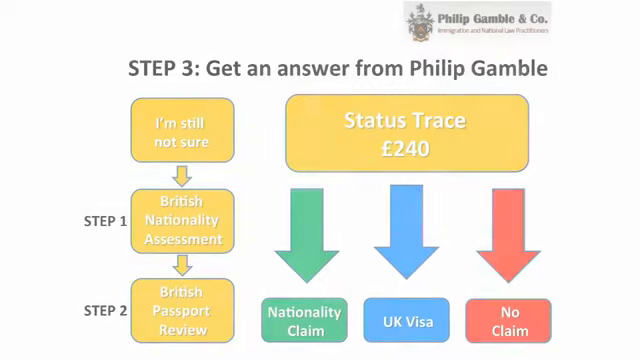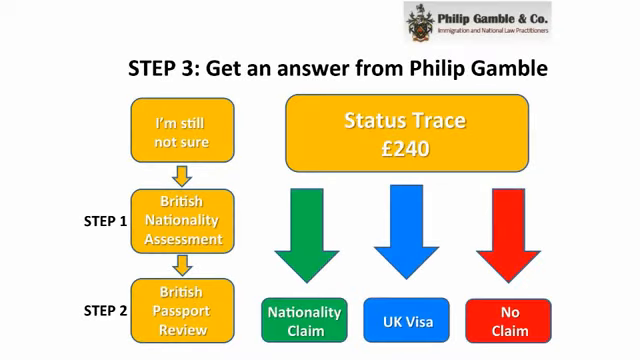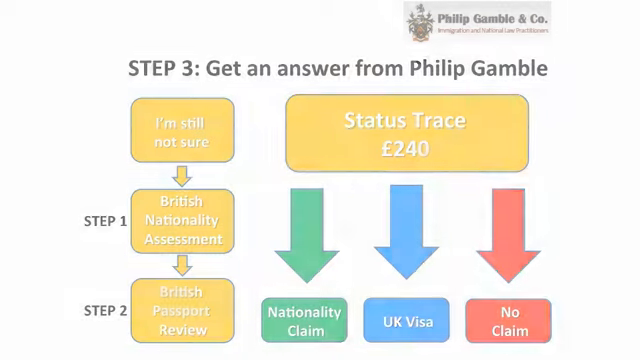Now, Philip and his colleagues do offer this service. It's called a status trace. He charges £240 for the service. This UK status trace takes the form of a multi-page report. It is written by Philip and his team of British Nationality advisors. It will cover not just yourself, but your partner, perhaps some siblings, your children, even grandchildren, and you'll get a final answer in your quest of finding out whether you're British or not.